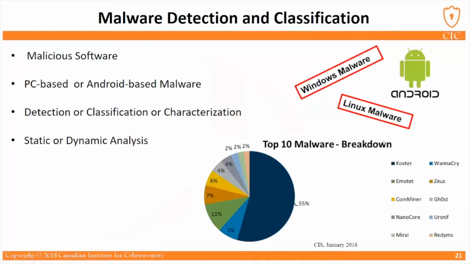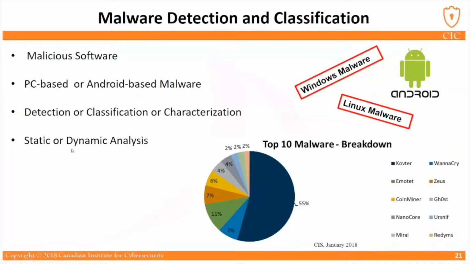Here, I have a graph that shows the breakdown of the top 10 malware families, which was reported in January 2018 by CIS, and this is based on their activities. And for example, Kovter is, we can say, the top one, Emotet, CoinMiner, Nanocore. These, in January 2018, were the most active malware.